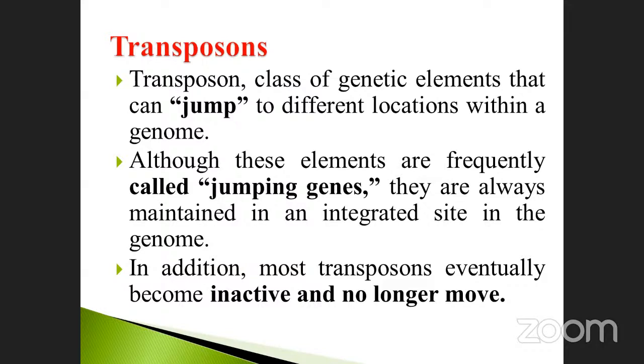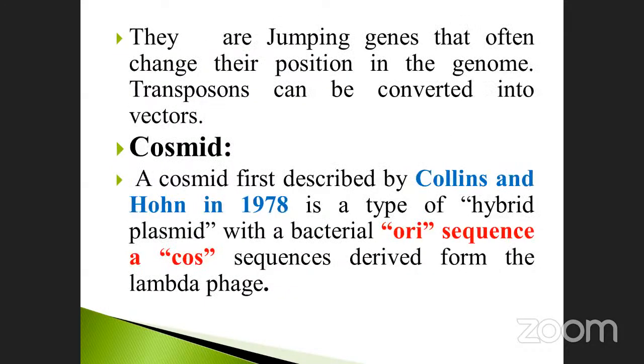So just note it down: transposons, plasmids, and vectors. Like that they may ask the questions. You have to give exactly the answer. Jumping genes, otherwise called transposons. Okay, that is very, very important. Jumping genes often change their position in the genome, and a transposon can be converted into a vector. What are the examples? Cosmid is also one of the examples.